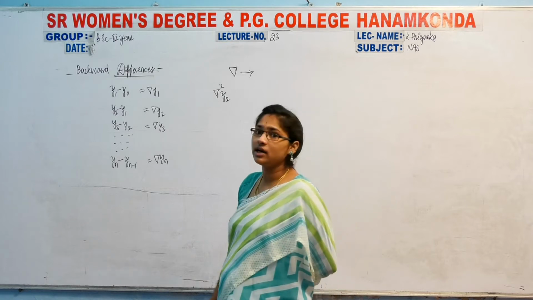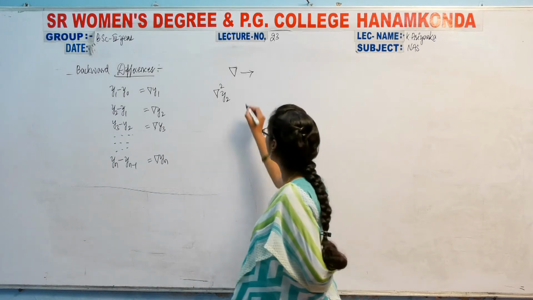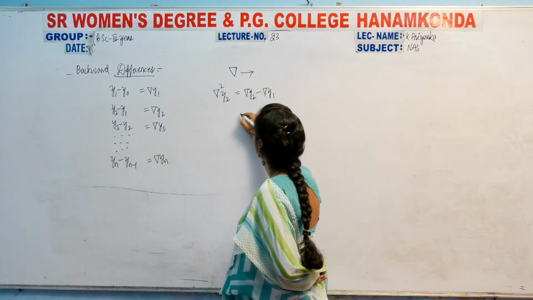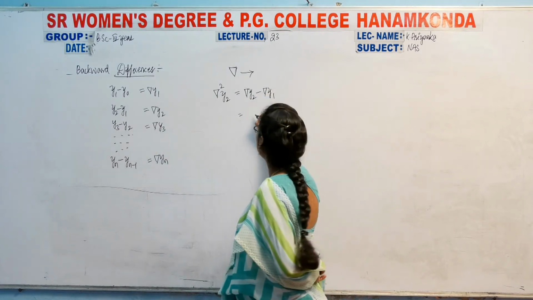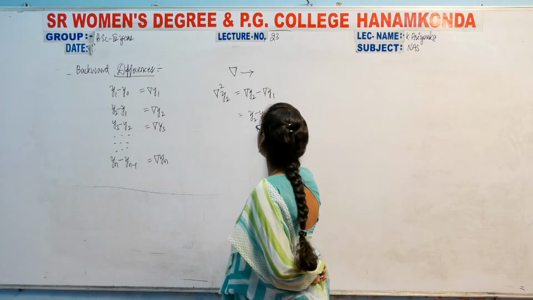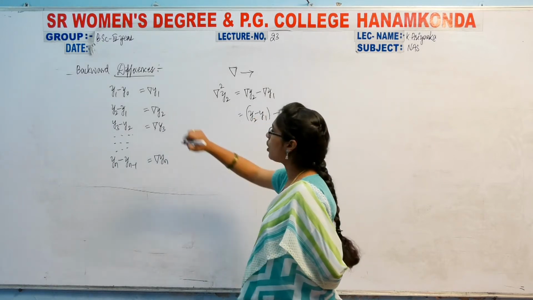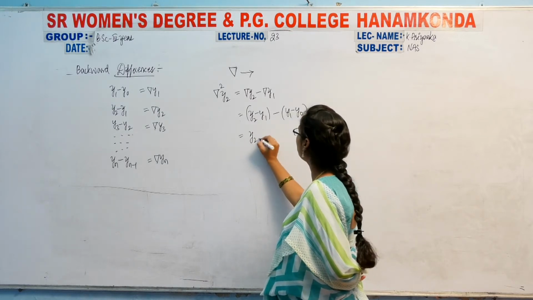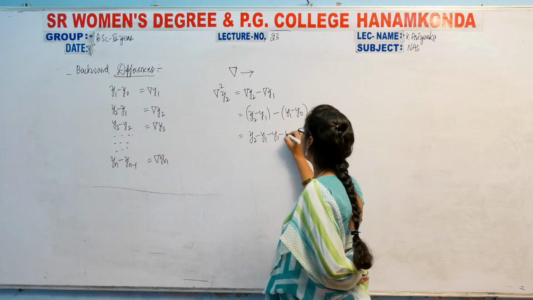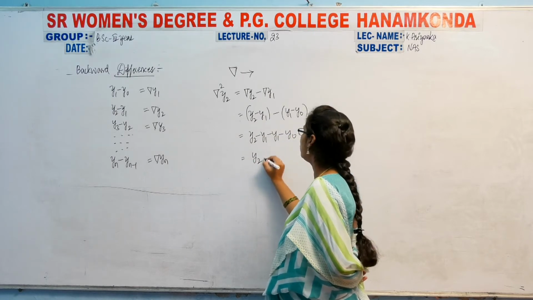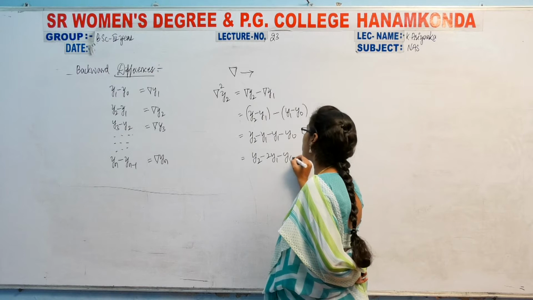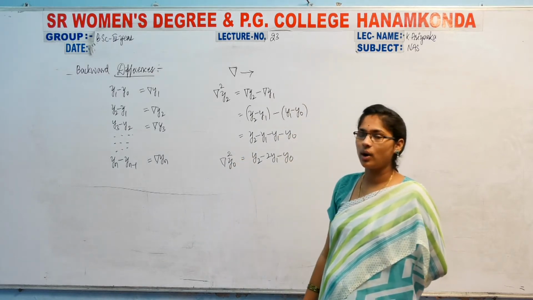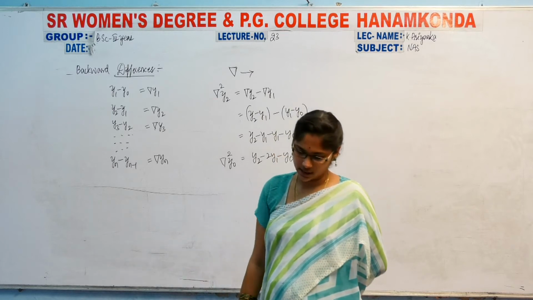Now we have backward square y2. What will be the formula? Simply backward y2 minus backward of y1. Backward of y2 is y2 minus y1, minus backward of y1, that is y1 minus y0. Now what we get: y2 minus y1 minus y1 minus y0, so y2 minus 2y1 plus y0. This is the second order backward difference.